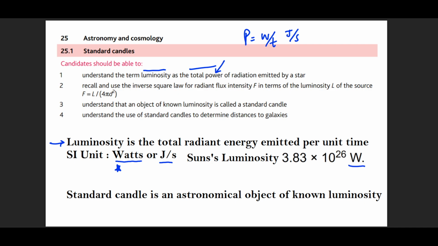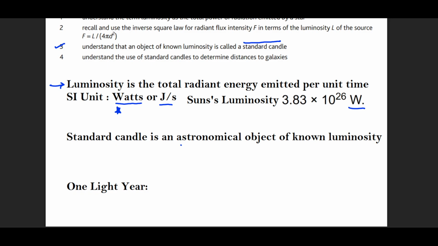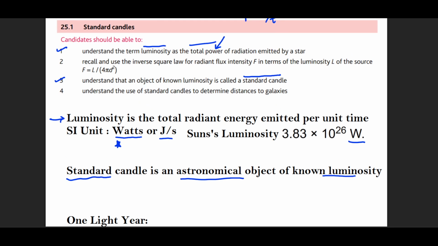The next idea is understanding what a standard candle is. So we've covered point number 1. We're going to point number 3 first. A standard candle is an astronomical object of known luminosity, because we need some standard value so that we can use it to compare with the intensities, radiation and brightness of other stars. We need to have some base or ground value which we can use to compare for others. So we have a standard luminosity, or you can say the standard candle, for our universe, for our galaxy.